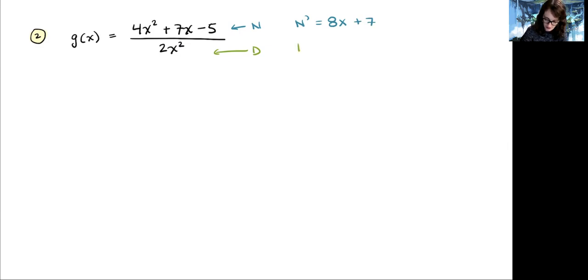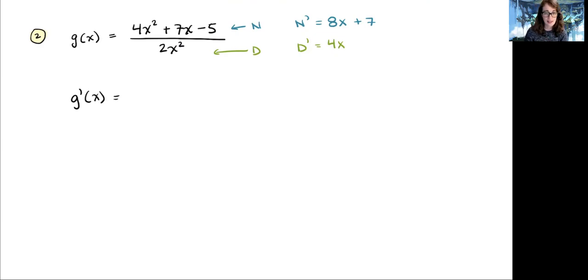Then the derivative of the denominator, we'll bring the 2 down and multiply the other 2 to give us 4. Subtract 1 from the power, so 4x to the first. Okay, so we are all set now to find the derivative of the entire function. So this will be g prime of x. We just need to put all these things together into the quotient rule.